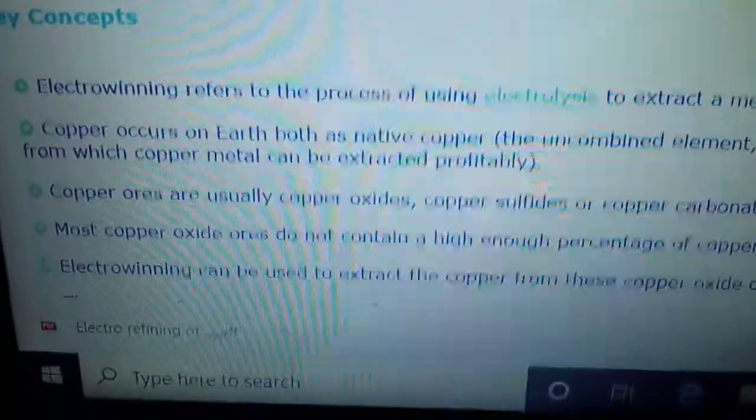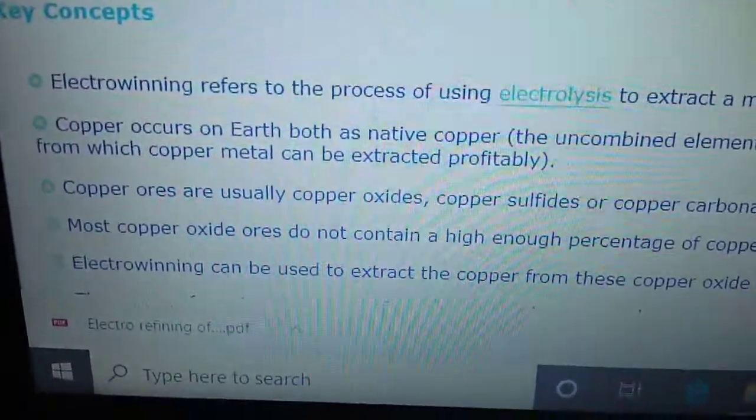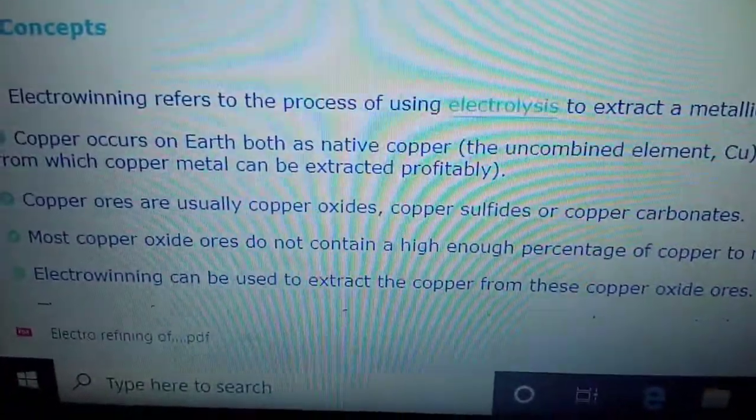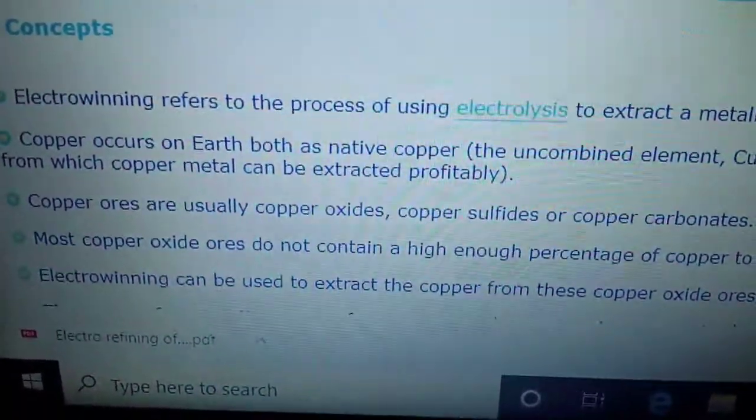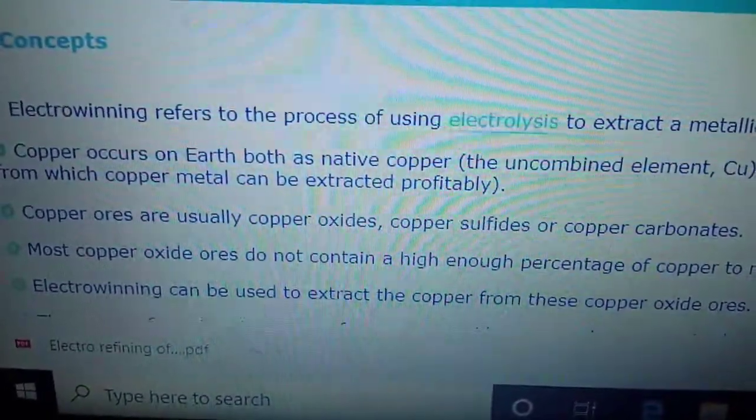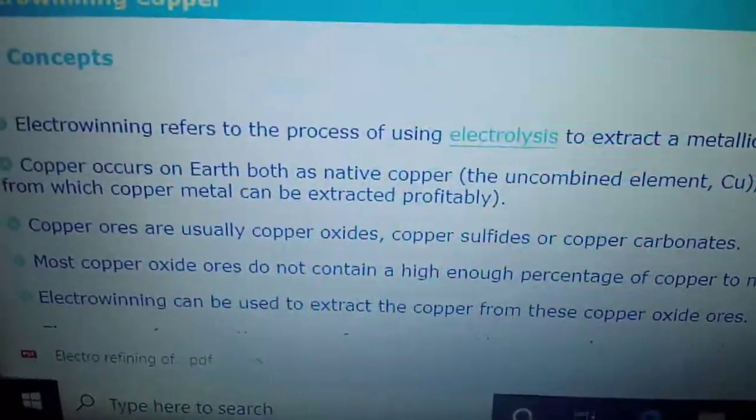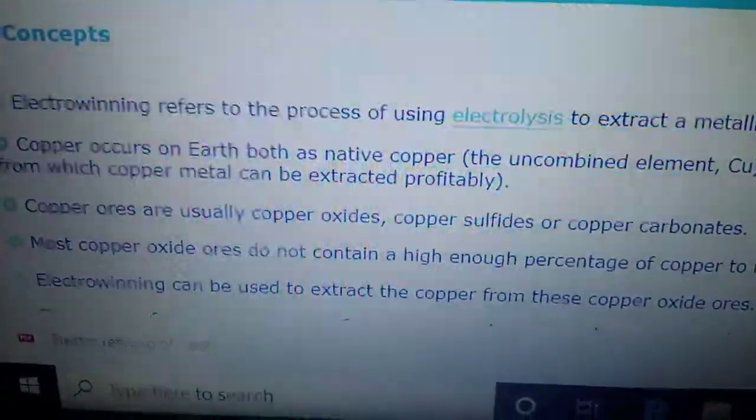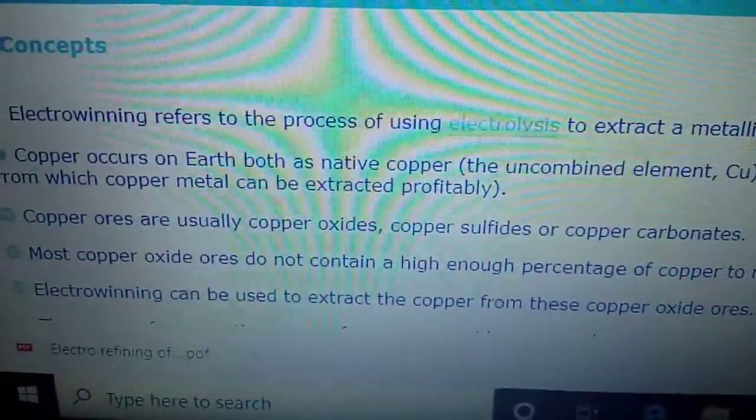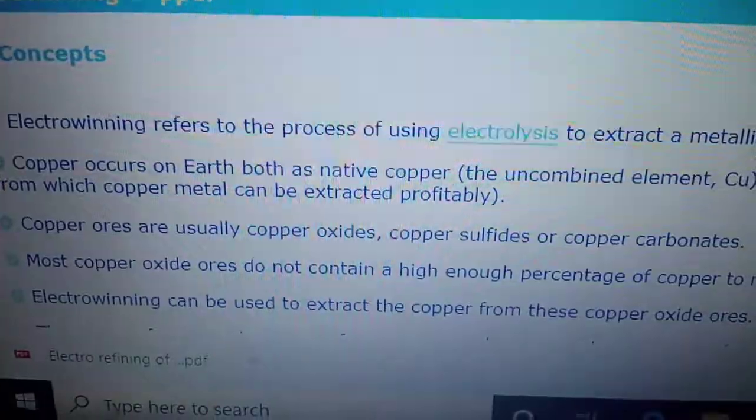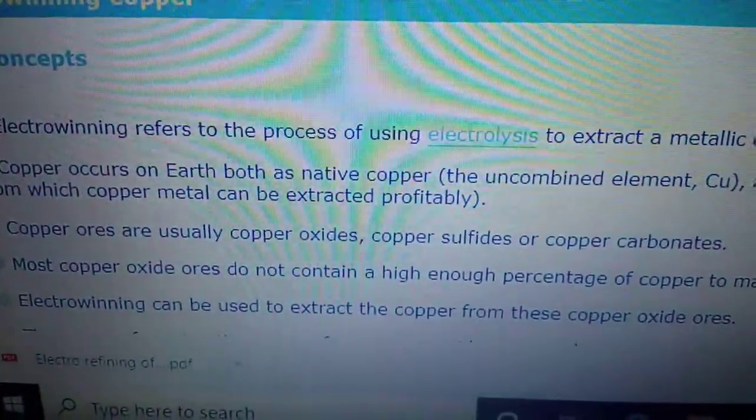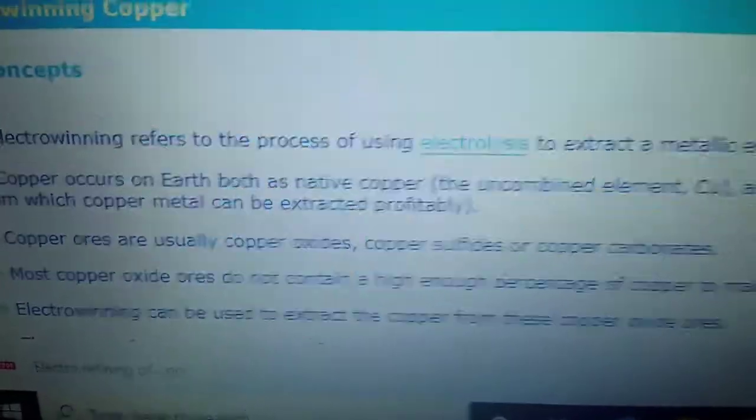ores of copper. It's written here, copper occurs on earth both as native copper, and this is found in a few countries, like for example in Canada. Some native copper was found, and this is the uncombined form. Native copper, native gold, these are in the form of metals, in the form of elements, not in the form of compounds. So native copper is metallic or elemental copper. It's not in the form of a compound, but this is found very rarely.